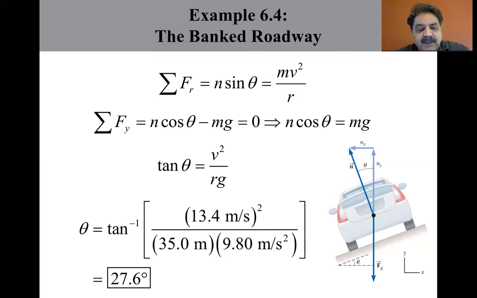Similarly, a driver attempting to negotiate the curve at a speed greater than 13.4 meters per second has to depend on friction to keep from sliding up the bank to the right of the figure.